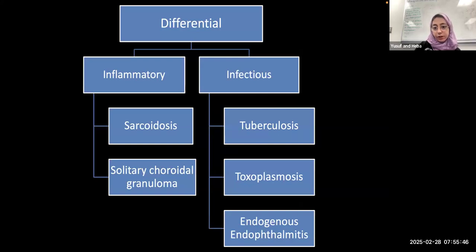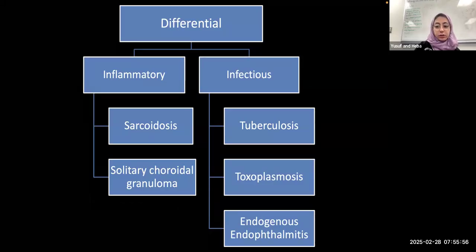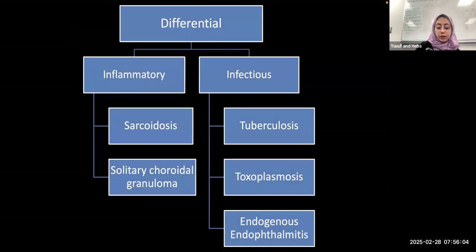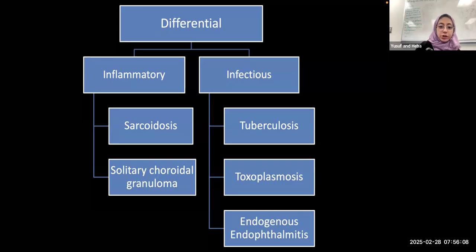As I said, the infectious etiologies, toxo is one of them. There's no adjacent scar, but toxo can certainly present this way. Tuberculosis, it could be, that focal lesion could be representing some sort of granuloma. Endogenous endophthalmitis, although the patient had a unilateral presentation, but a bacterial infection or endogenous endophthalmitis should always be on the differential. We have sarcoid as well. It's a granulomatous disease, and a solitary choroidal granuloma is also in the differential.